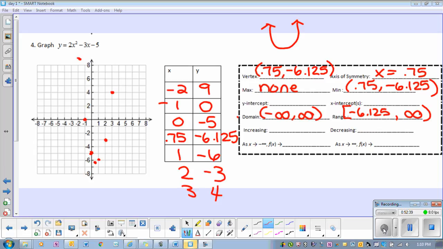So when you guys go to graph number 4, this one looks a little weird. But the y-intercept is not weird. What's the y-intercept? 0, negative 5, right? If you're looking for the y-intercept, that means that your x is a 0, right?